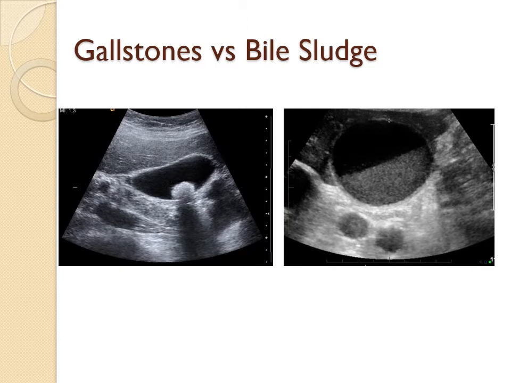Now, this slide shows us the difference between gallstones and bile sludge on ultrasound. The image on your left shows the gallbladder with a hyperechoic, round structure inside its lumen with posterior acoustic shadowing, which is characteristic of your gallstone. Now, in the picture on your right, as you can see, there's an area of hypoechogenicity inside the lumen of the gallbladder with no acoustic shadowing. It forms a crescent shape, so this is characteristic of your bile sludge.